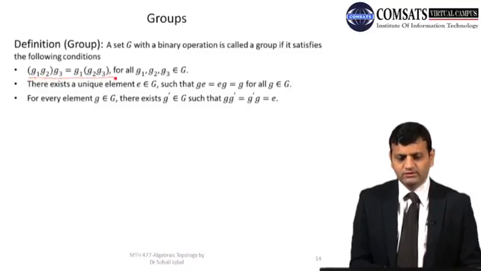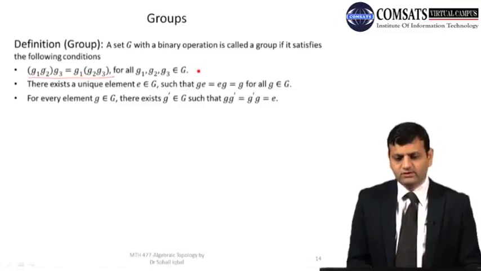So if I multiply the first two elements and then multiply the result with the third element, or if I multiply the last two elements and then multiply the result with the first element, there will be no difference in the result. This is also called the associative law. According to this law, I can write the multiplication as G1, G2, G3 without the use of brackets, because I can multiply the elements in any order and there will be no change in the result. That's one of the usages of the associative law.